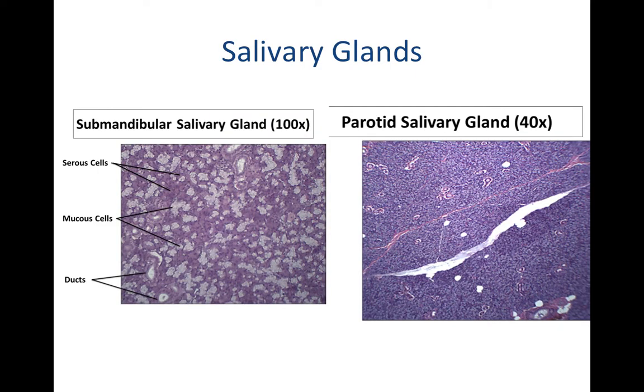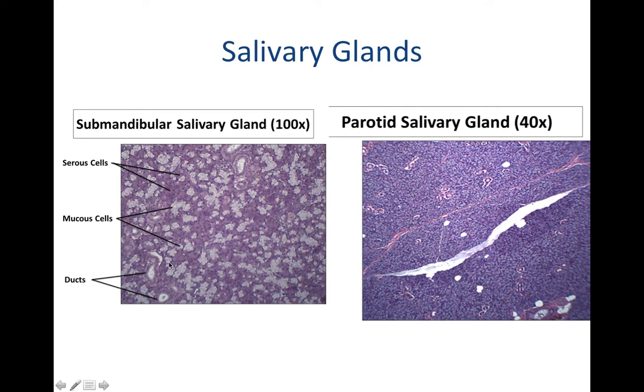If you take a look at the salivary glands under the microscope, here's what a couple of them look like. The submandibular gland, you can see some serous cells here. They stain a little bit more darkly, and some mucus cells that are more lightly staining over here. You'll also see several ducts. That saliva needs to be taken to the mouth, and the ducts will transport it there.